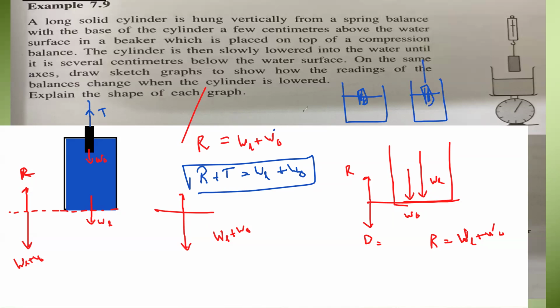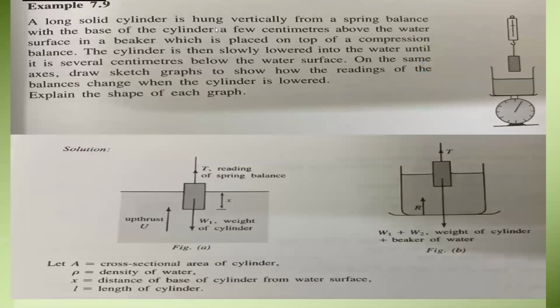If it is floating without a string, I will write that the total downward force is equal to the weight of the fluid plus the weight of the object. But if it is attached with a string, there is a tension force acting upward. In that case, R plus T will be equal to the weight of the liquid plus the weight of the object. Is it clear, Ahmad, your question? Is it clear? The conditions in which we draw?